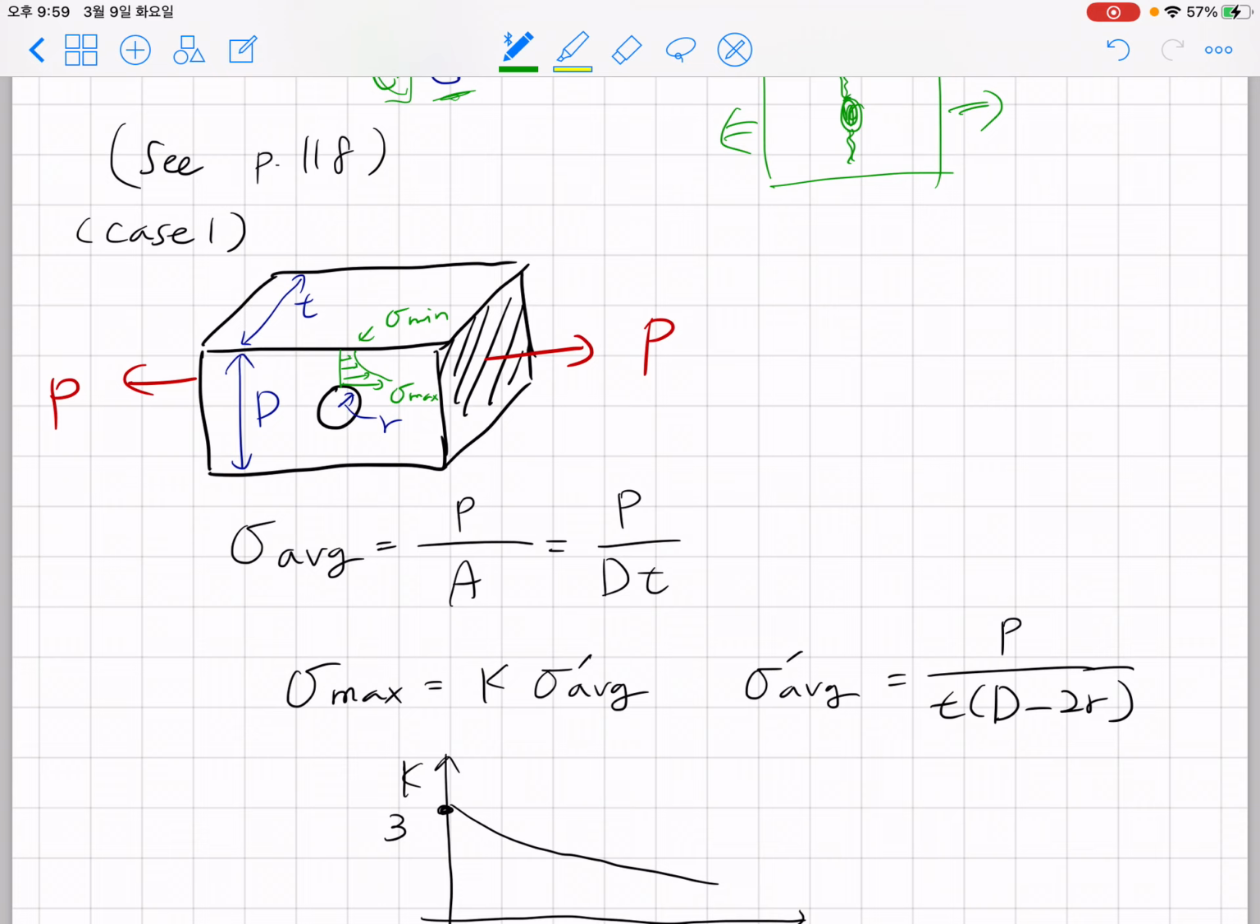Let's first consider one case. Suppose that you have this sample under tension force P. Okay, and I didn't draw this detailed enough, but you have a hole for the entire section. Okay, and under the force P, the height is D, the thickness is T, and the radius of this hole is R. Okay, so if I draw only the side view, you have a hole with diameter 2R. Okay, and you are trying to make a tension for this sample.